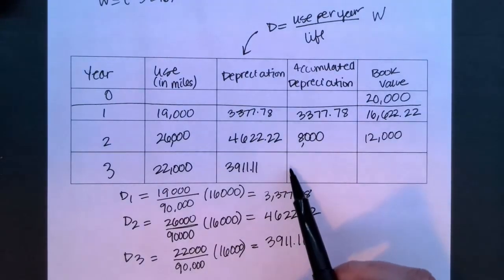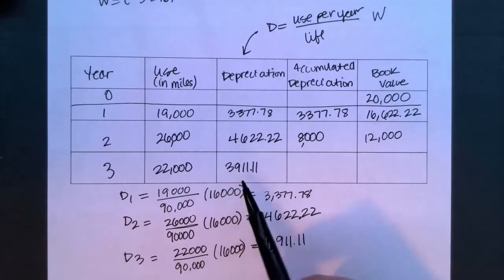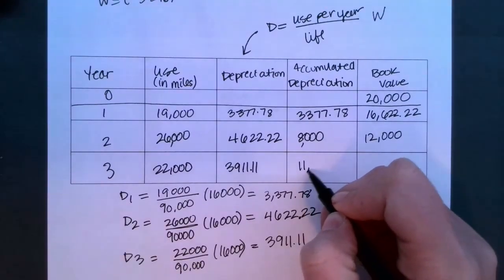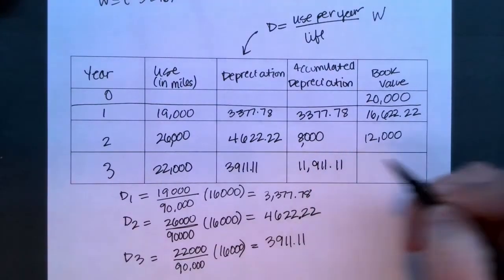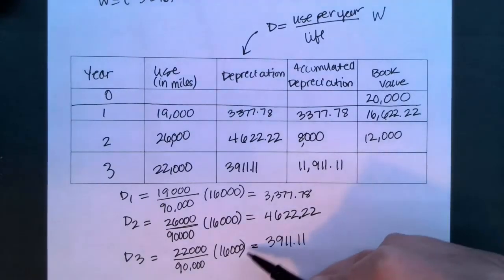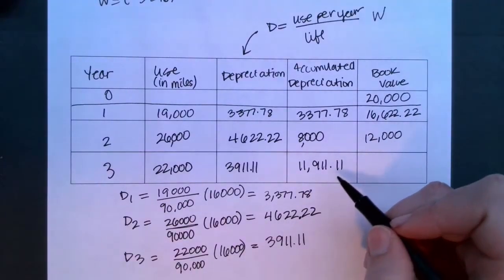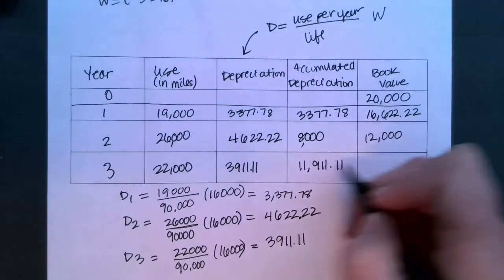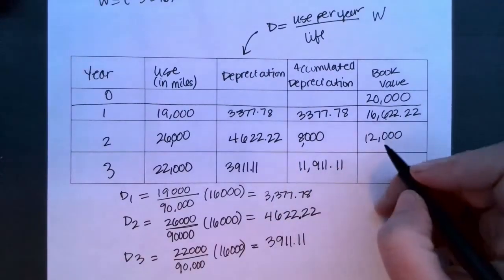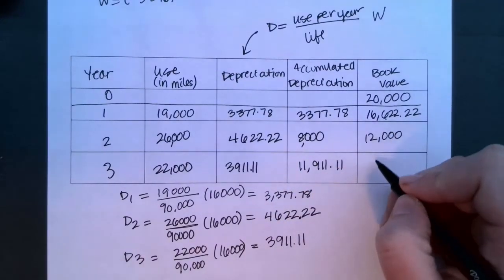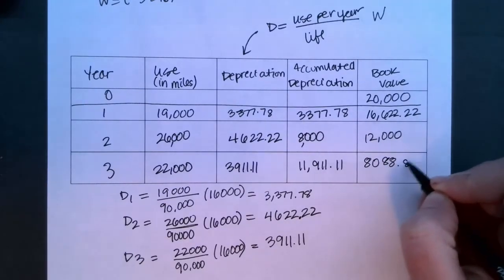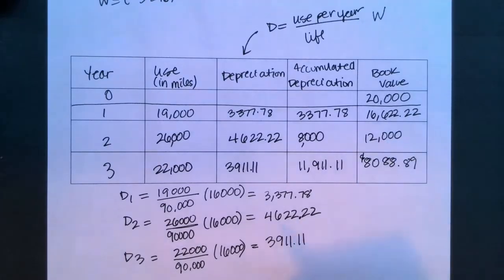And then here, when we do our value for that last year with the 22,000 miles, our accumulated depreciation becomes $11,911.11. So here we don't use the full life of the value, so that means you could get another year out of it, or you could sell it early. And then our book value, when we subtract the $3,911.11, would be $8,088.89. So what we're finding here is the book value at the end of the third year.